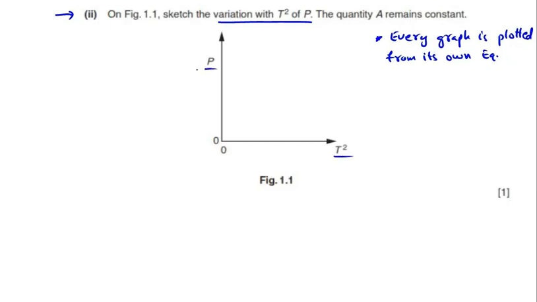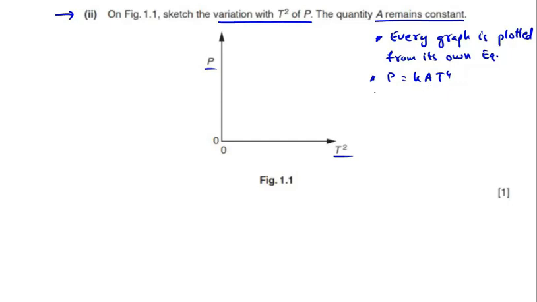So, to be able to plot a graph of p against t squared, we need an equation that relates p and t squared. Fortunately, that equation has been given in the question, in the previous part actually, but we are going to use that equation in this part. P equal kA t raised to the power 4. Students, in this equation, k and A are both constant. So the product of K and A is also constant.